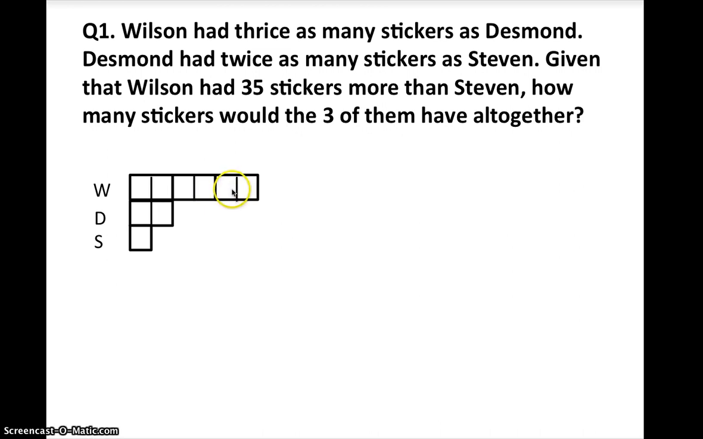Okay, and the next sentence tells us the difference between Wilson and Stephen. So from this model, you can see that Wilson has 6 units and Stephen has 1 unit. So the difference would be 5 units. So from here, we can already find our total. So starting from the only given number, 35, 5 units represents 35.